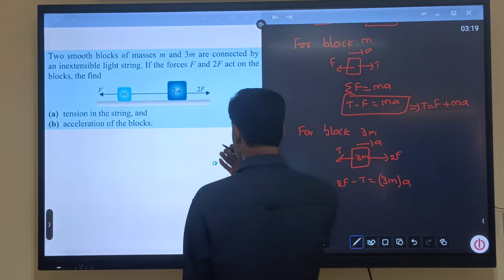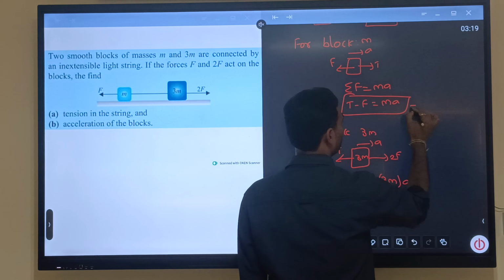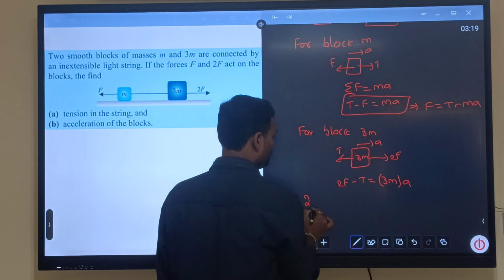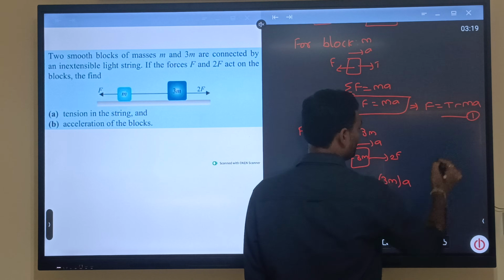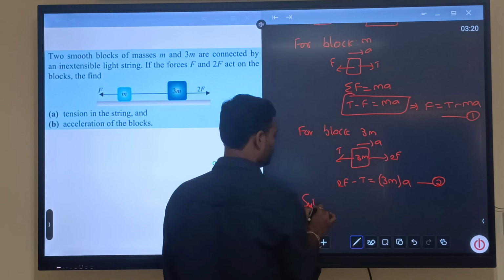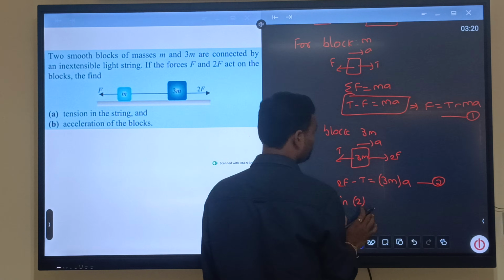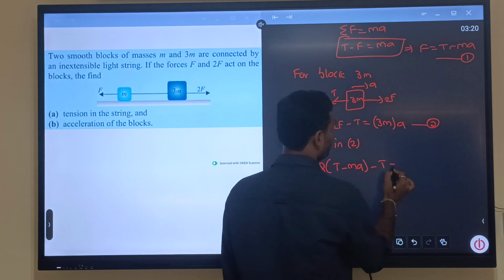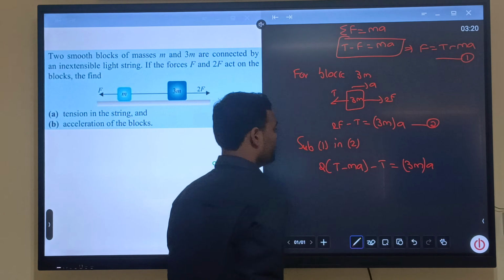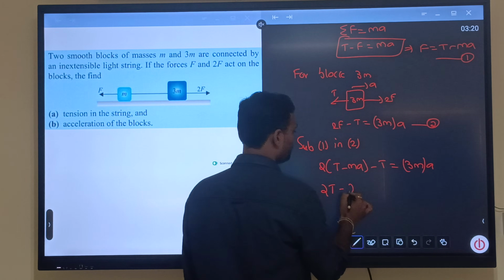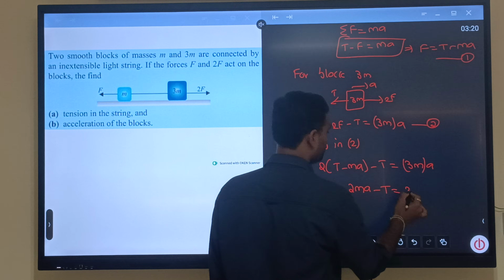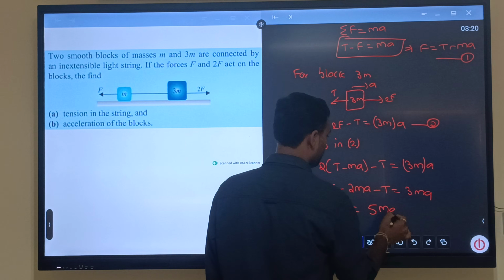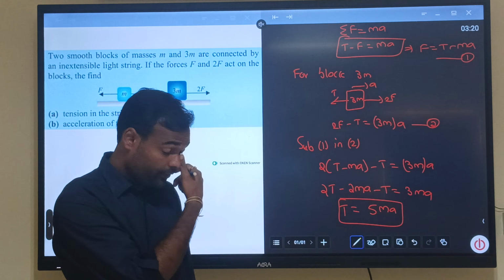Actually they are asking us to find the tension value, so we do one thing. Here we can write F equals T minus ma. So substitute 1 in 2: 2F minus T equals 3ma, so 2(T minus ma) minus T equals 3ma. Then 2T minus 2ma minus T equals 3ma, then T equals 5ma.